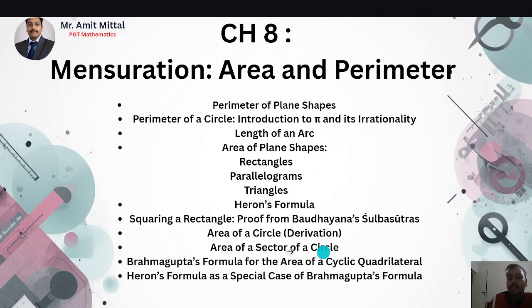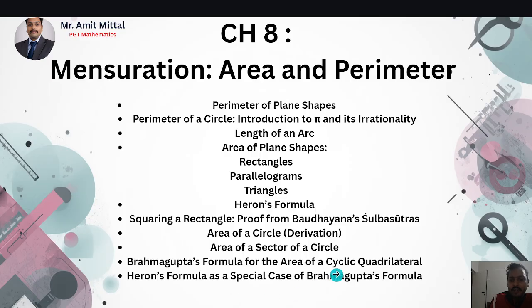And then the area of a sector of a circle itself is going to be introduced. This area of a sector and length of an arc is a current topic of 10th, now it's going to be included in 9th itself. And then we will see how we can find the area of a cyclic quadrilateral, and particularly we are going to do it by using the Brahmagupta formula.